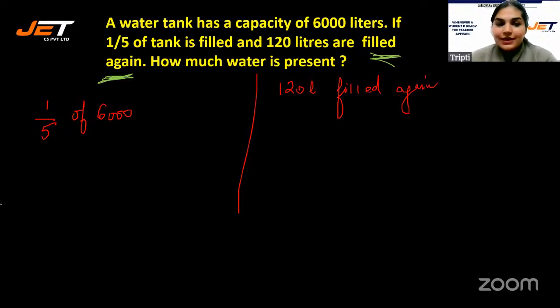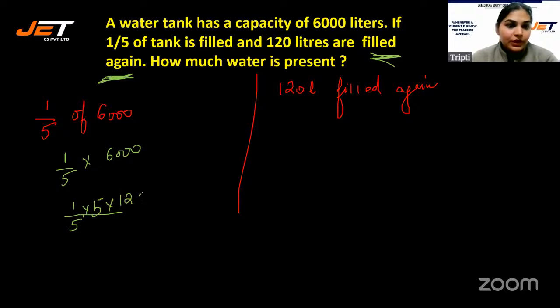Okay, now let's see how to do this. One-fifth of 6,000. First we will find one-fifth of 6,000 because one-fifth is filled. So one-fifth of 6,000, 1 by 5 of 6,000, I will express it with respect to 5. 5 times 1,200 is 6,000. So here 5 cancels, giving 1,200. Now the question says 120 liters is filled again. It's not removed, it's filled again.